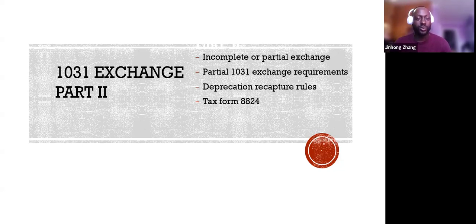And today we're going to continue our conversation. We're going to do part two of 1031 exchange. So we're going to focus specifically on the incomplete or partial exchange, the partial 1031 exchange requirements, depreciation recapture rules, and tax form 8824.